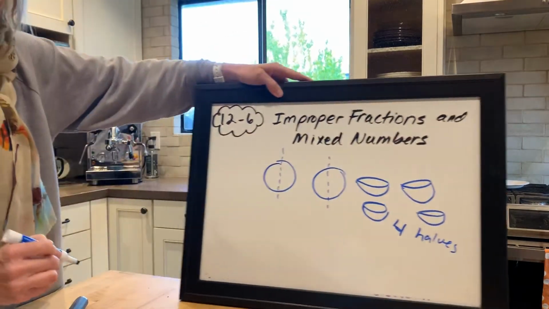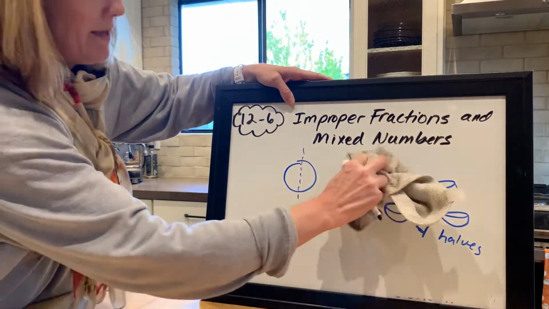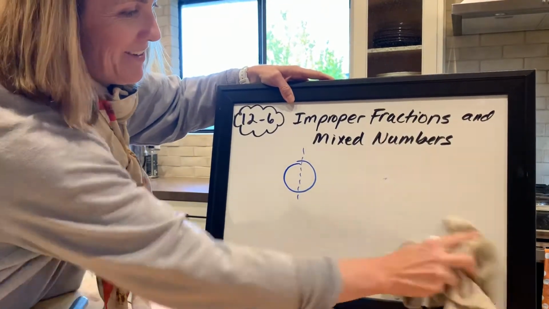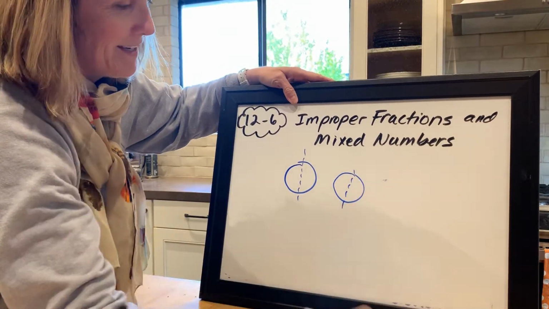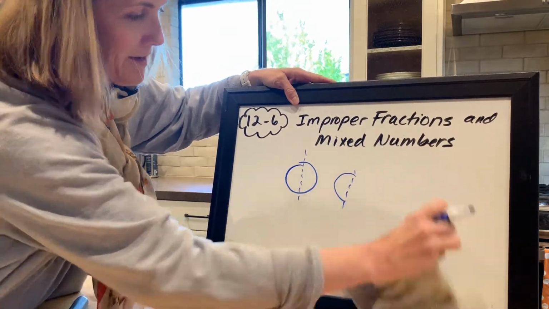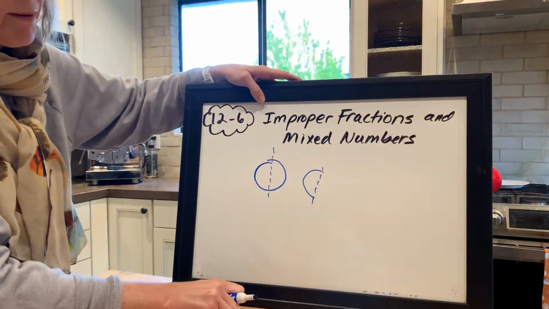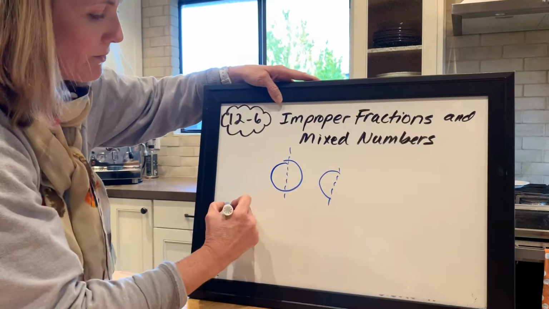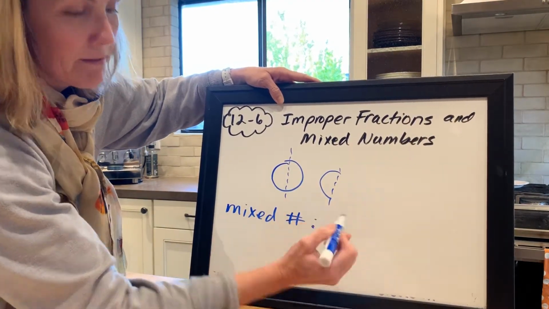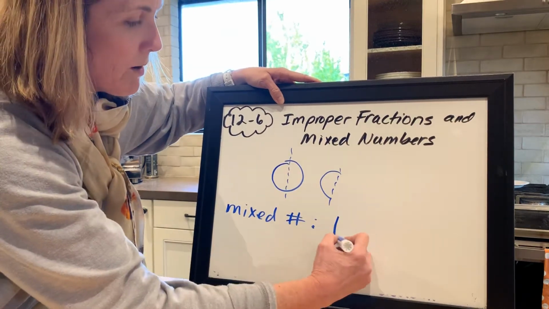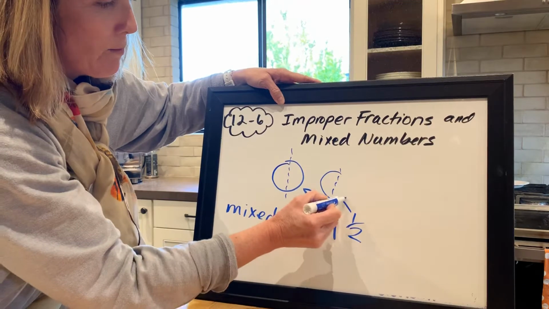When I brought them back together, I had 1 and a half oranges. I don't know why I didn't draw just half. So I have 1 and a half. What does this look like if we're talking about improper fractions or mixed numbers? This is what it looks like as a mixed number. I'm going to use a pound sign to shorten it up. It's going to be 1 and a half. So we have 1 whole and 1 half.